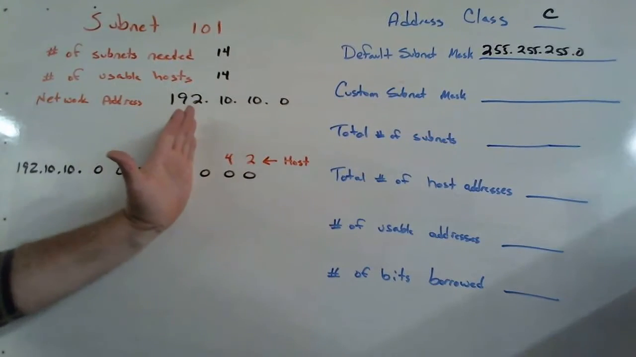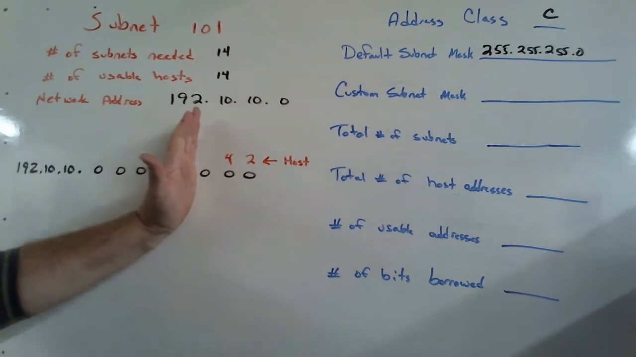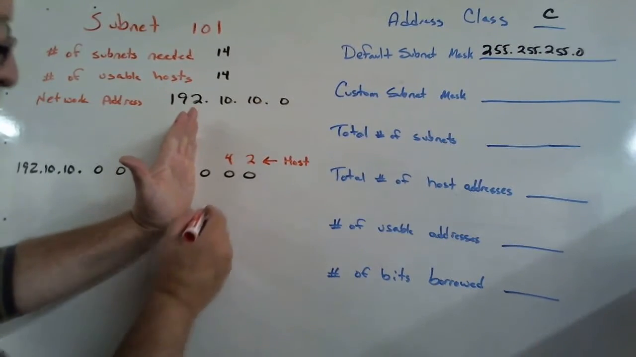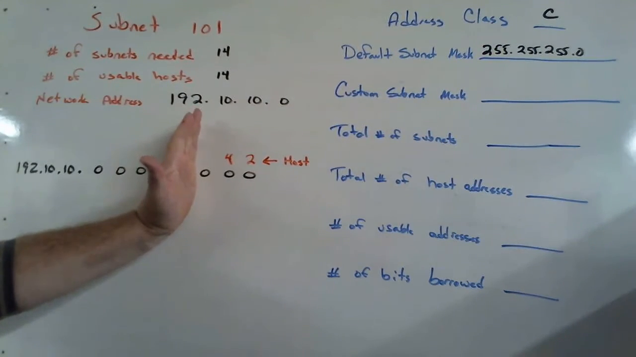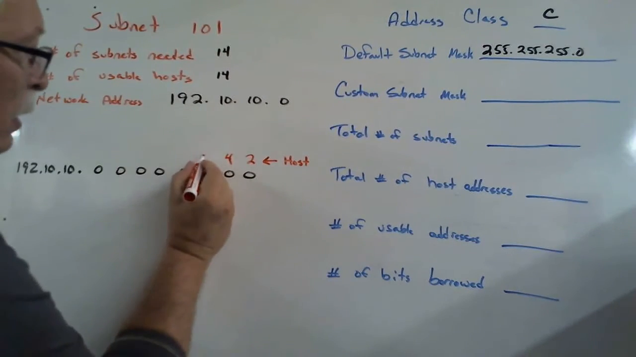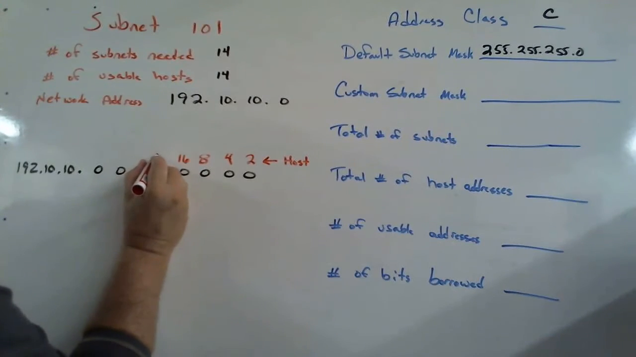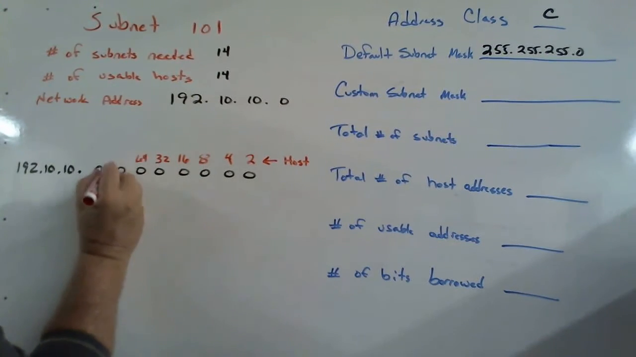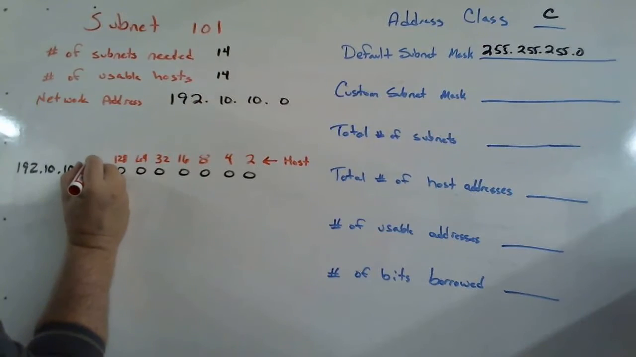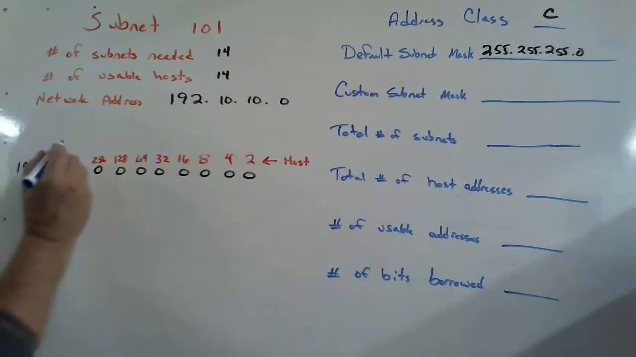I'm going to move on to position 3. How many possibilities do I have in binary? Well, we could do the laying it out here, or what was 2 doubled? It was 4. What's 4 doubled? 8. What's 8 doubled? 16. 32. 64. 128. 256. We're going to do something similar, going the opposite direction for subnets.